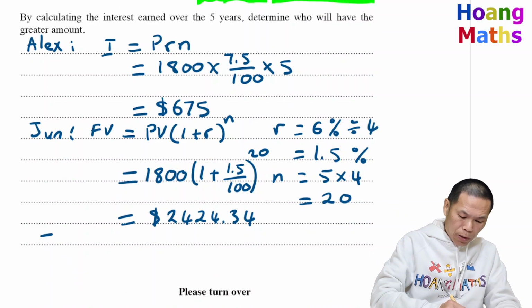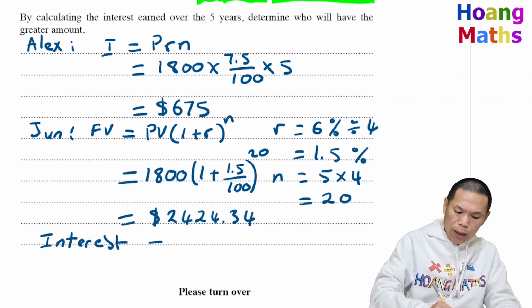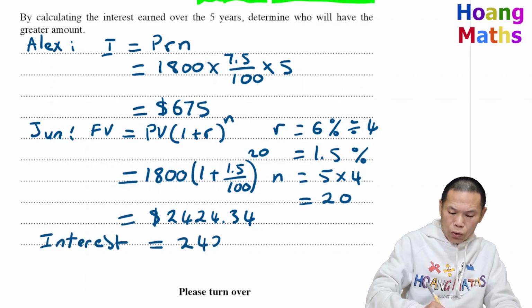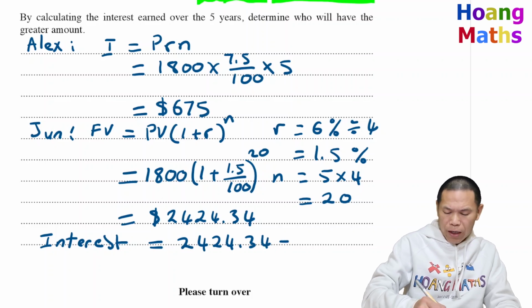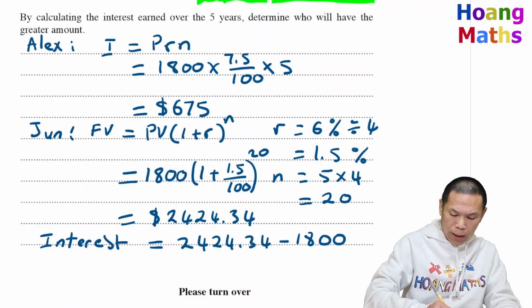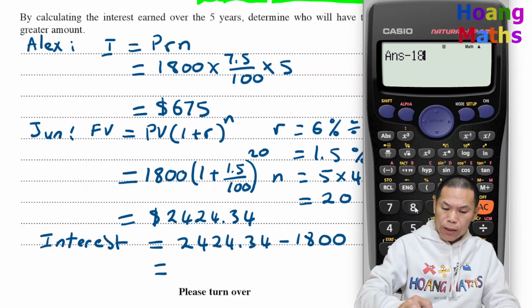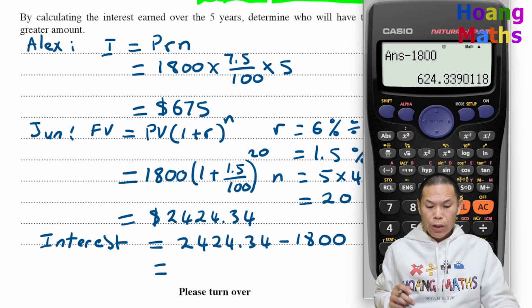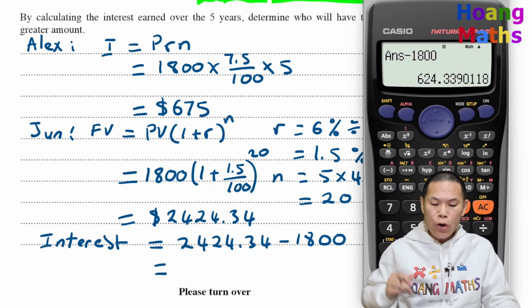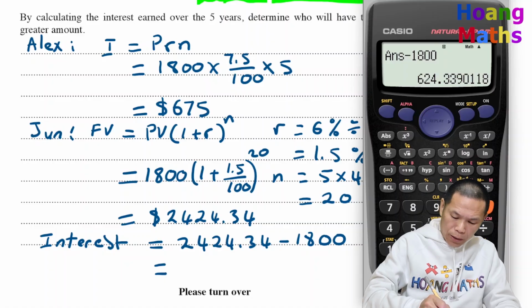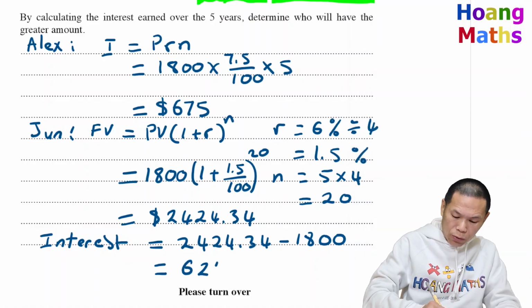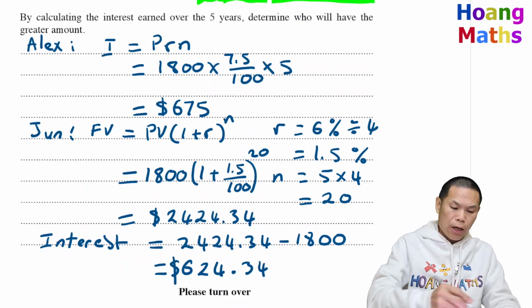So that means interest is 2424.34 minus the amount of investment, that is 1800. That is equal to the answer minus 1,800. So $624.34. That is the interest.